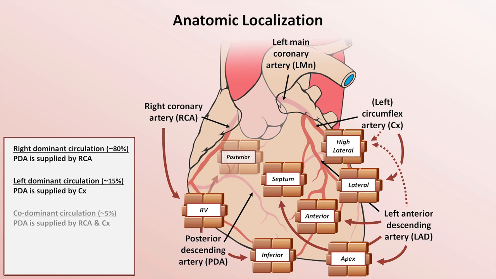And in the last 5% of people, they have codominant circulation, in which the PDA is supplied by both the RCA and the circumflex. As one final, much rarer variant, the LAD wraps around the apex and supplies the PDA in an apical to basal direction, though this is very, very uncommon.